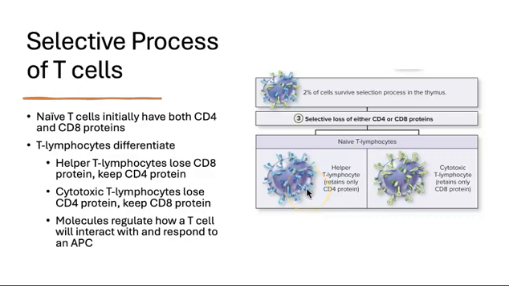Now at this point, we are ready to differentiate. So our helper T cells will lose the CD8 protein and keep their CD4 protein. This is why they're also called CD4 cells. Whereas our cytotoxic or killer T cells will lose the CD4 protein and keep their CD8 protein, which is why we call them CD8 cells. And these molecules regulate how a T cell will interact with and respond to an APC.